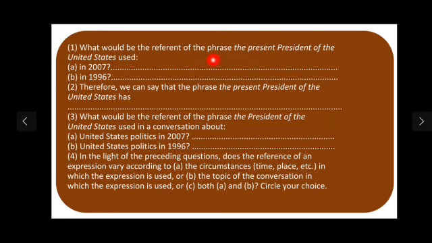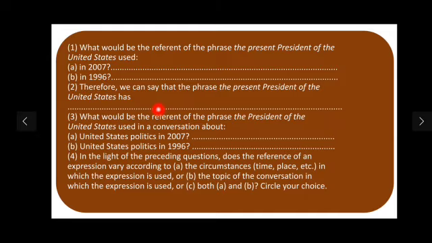What would be the referent of the phrase the President of United States if you use it in 2007? So what would be the referent? In 2007, the President of United States was George W. Bush. So the referent would be George W. Bush. And if the phrase the President is used in 1996, then the referent would be Bill Clinton, right? So therefore, we can say that the phrase the President of United States has variable reference. One linguistic expression, and variable referents.